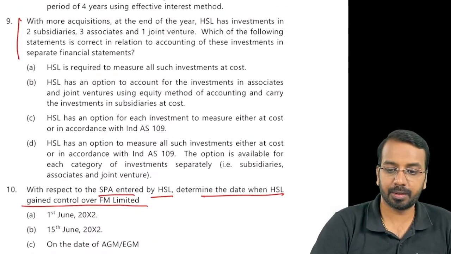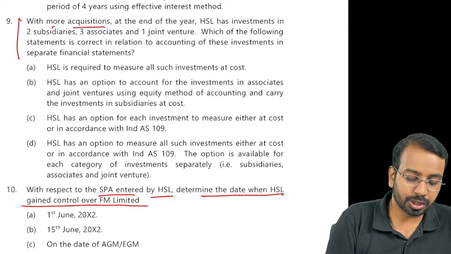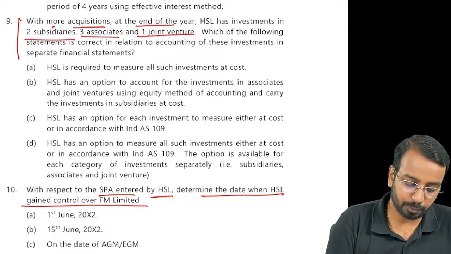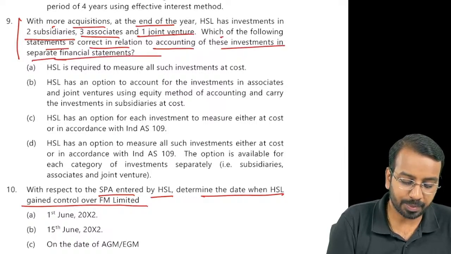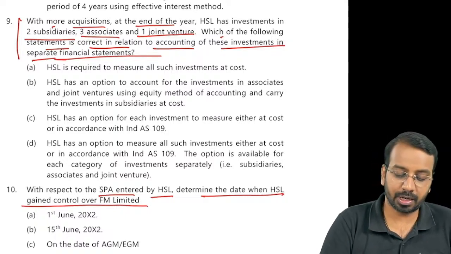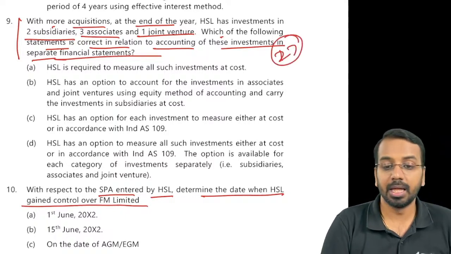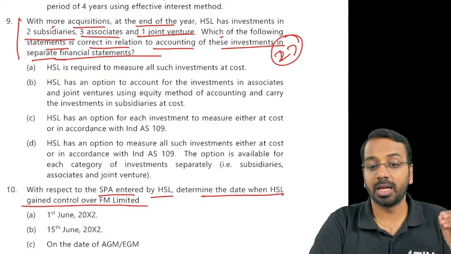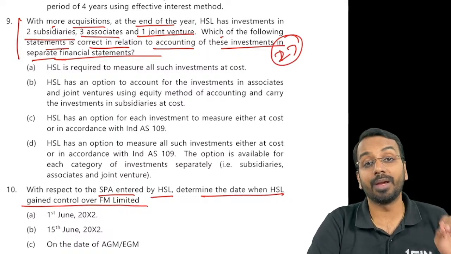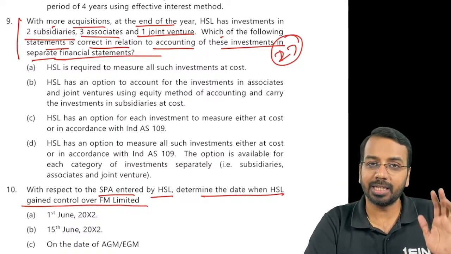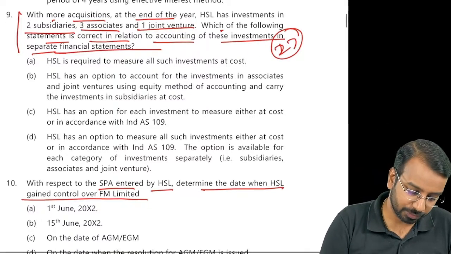Then, with more acquisition at the year end, HSL has investment in 2 subsidiaries, 3 associates, 1 joint venture. Which of the following statements is correct in relation to accounting of this investment in separate financial statement? Now, when we talk about separate financial statement, we are referring to Ind AS 27. Now, under Ind AS 27, what option does HSL have? HSL has an option to measure those investments either at cost or in accordance with Ind AS 109. So, which option gives us that?